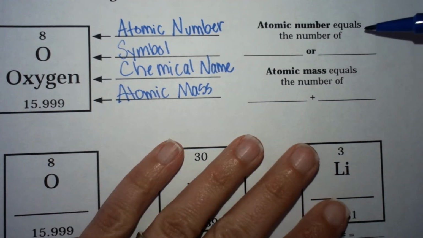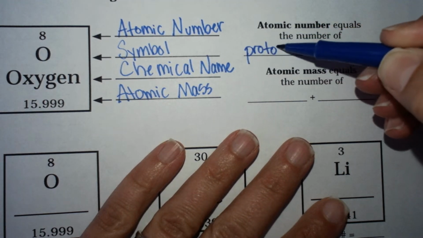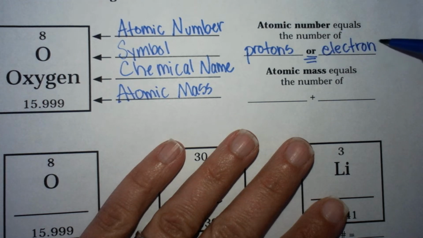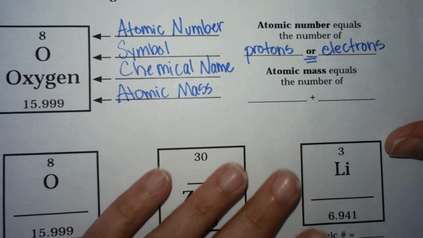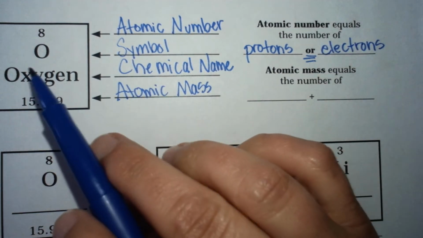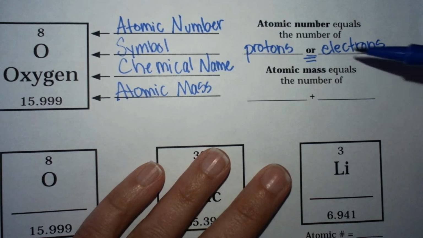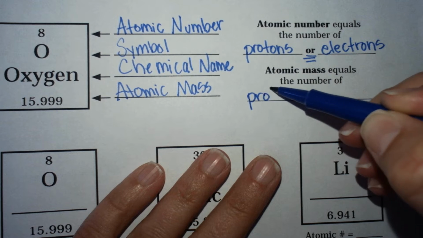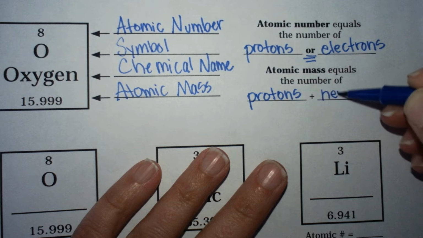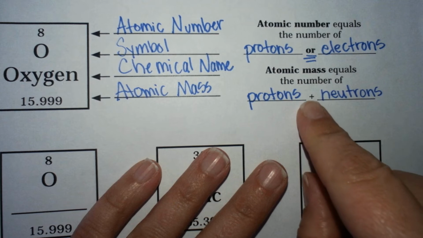So the atomic number equals the number of what? Protons or electrons. We talked about how "or" is a very big word for 2 letters. We're not adding, we're not doing math here. It's just that, like for oxygen, we have 8 protons or 8 electrons. Atomic mass, however, equals the number of protons plus neutrons. So there's some math involved with the atomic mass.